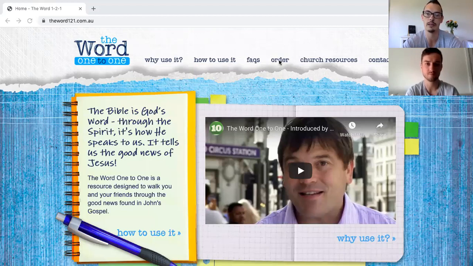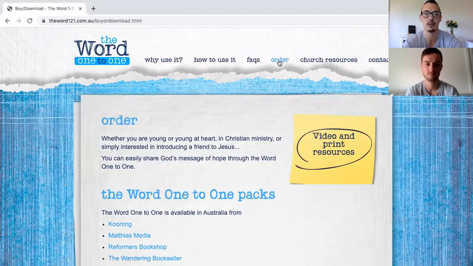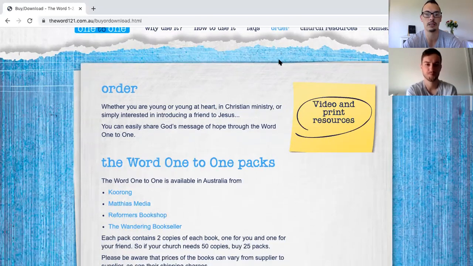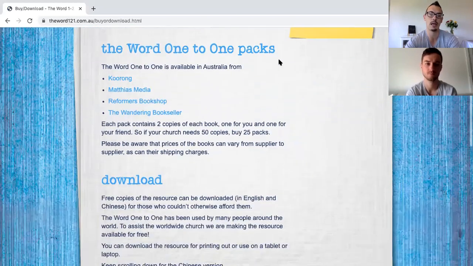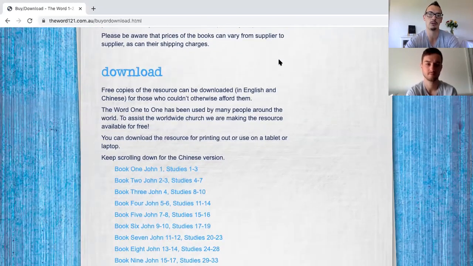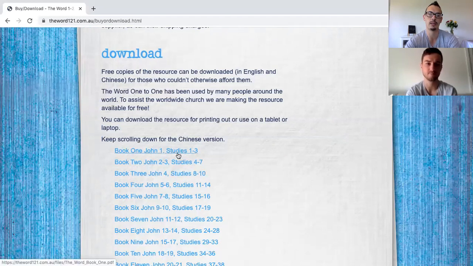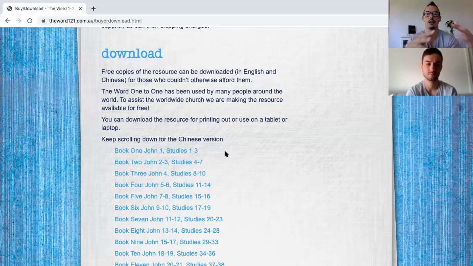If you come over here to the heading Order and click on that, it takes you to this screen, and as you scroll down you can see there are various booksellers in Australia where you can buy the books. But if you keep going down, you'll see the heading Download, and here the physical booklets are available for download as a PDF. So just click and download that.